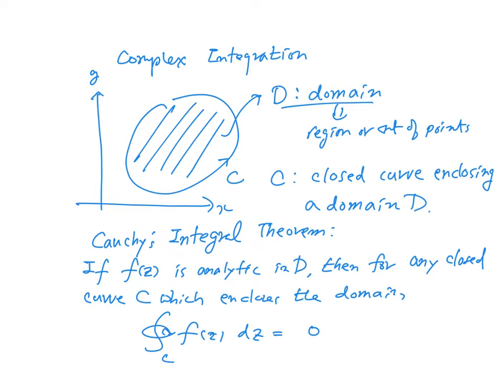Very simple, right? Something is 0 is very nice. That is always nice. So we need to prove this statement. Proof.